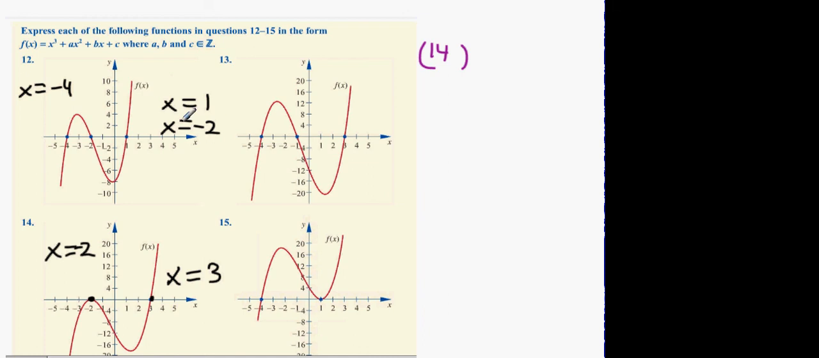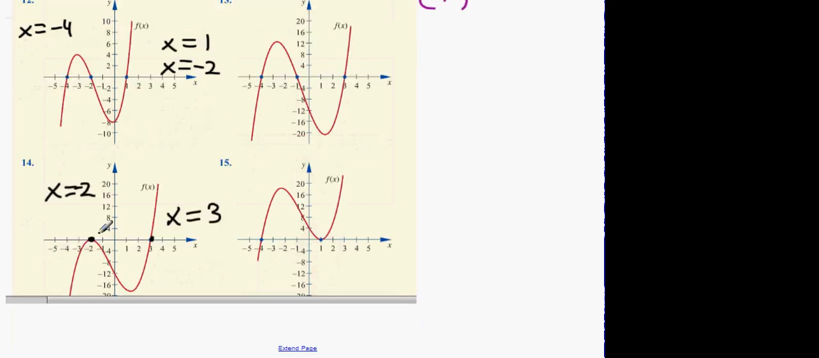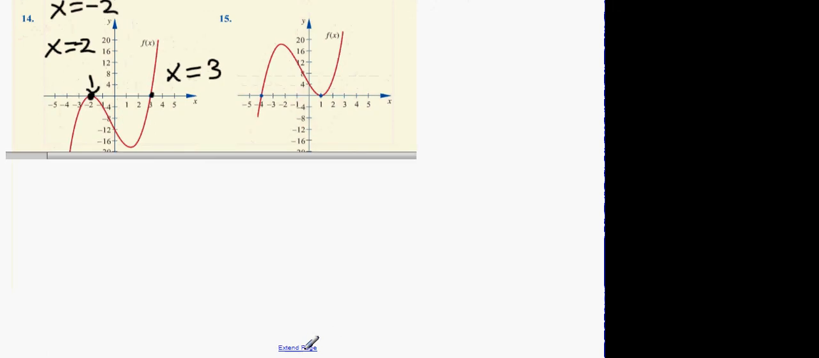Now the problem with number 14 is it's what we call a repeat. It has two equal roots, because it only touches the axis once. That means you're going to use x equals minus 2 twice. So we're going to find the formula with x equals minus 2, x equals minus 2, x equals 3.